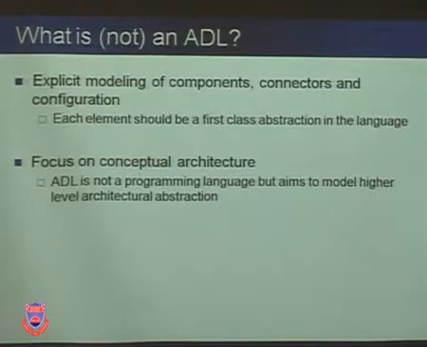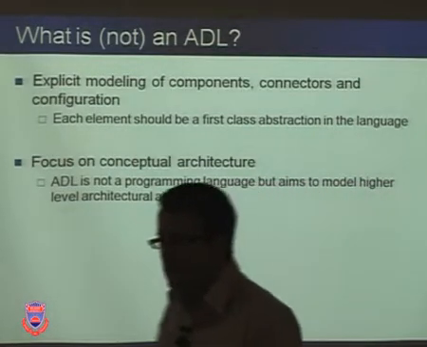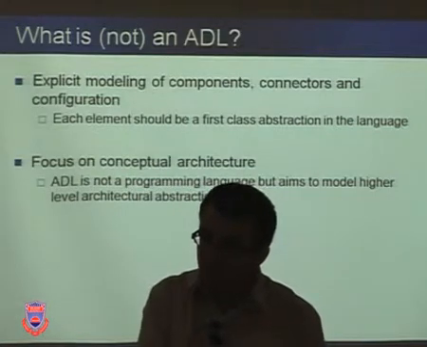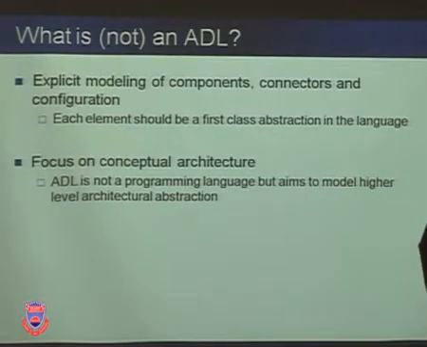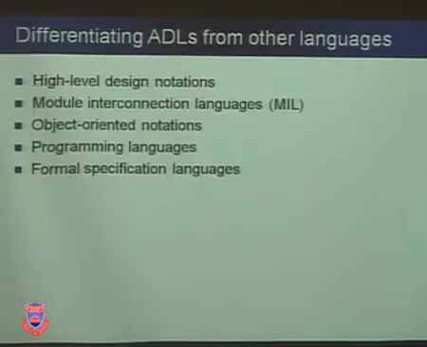What is an ADL? It's explicit modeling of components, connectors, and configuration. So here the idea is explicit is important. ADL is not a programming language, as we said, but aims at the higher level of abstraction, higher level design, the highest level design. Okay. But if you look at the spec, it feels like a programming language. So you have keywords, textual keywords, component, connector, configuration, style. But it's not a programming language, but it explicitly models these architectural elements.